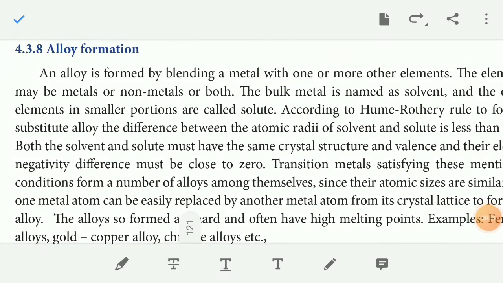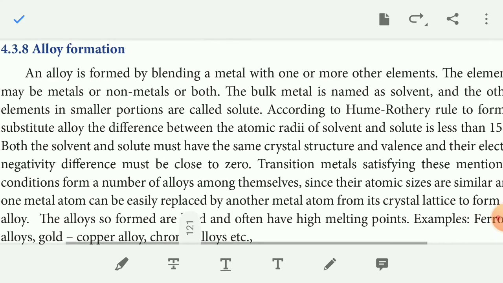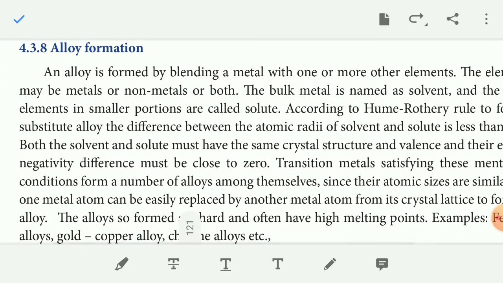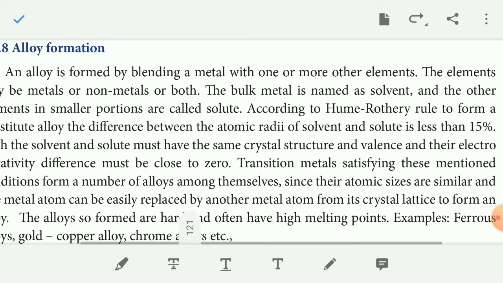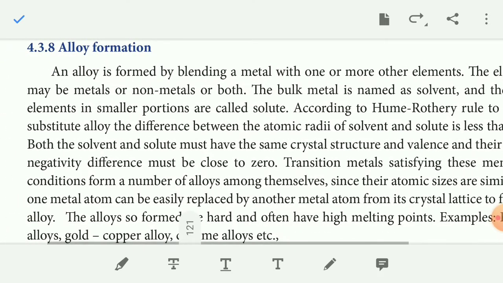The next topic is alloy formation. What is an alloy? An alloy is formed by blending a metal with one or more other elements. So a metal blended with another metal is called an alloy. The elements may be metals or non-metals or both. The bulk metal is named as the solvent, and the smaller portions, the other elements, are called the solute.